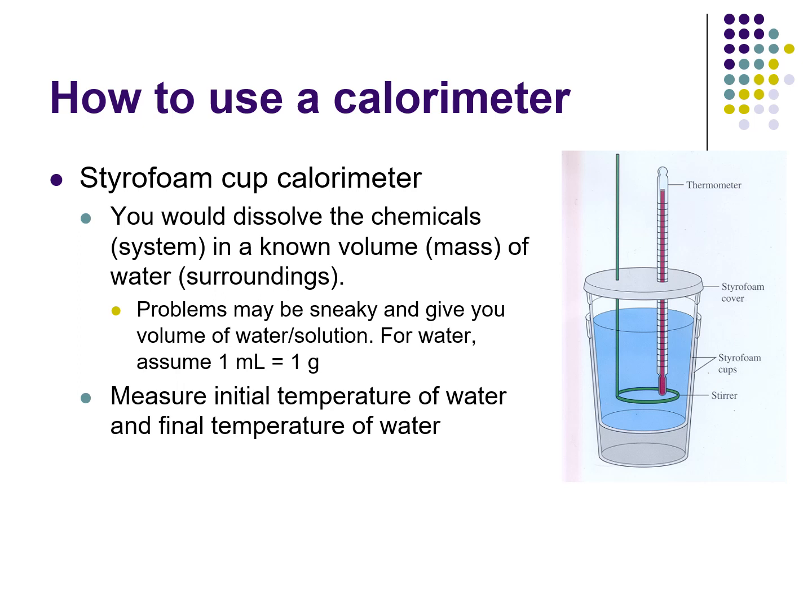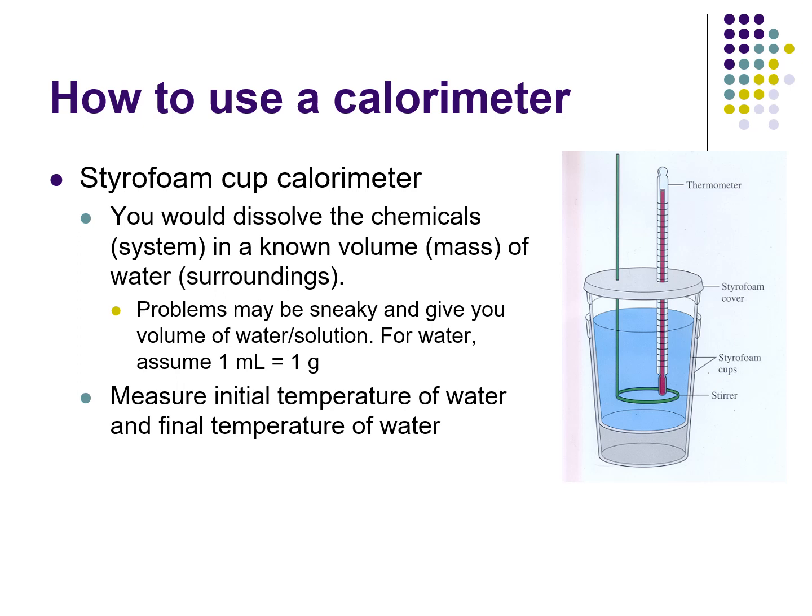The water has to be a known volume or mass. The reason why it can be either way is water has a density of 1 gram per milliliter. So if you have 50 milliliters of water, you have 50 grams. If you have 25 milliliters of water, you have 25 grams. We're going to measure the initial temperature and final temperature of the water.